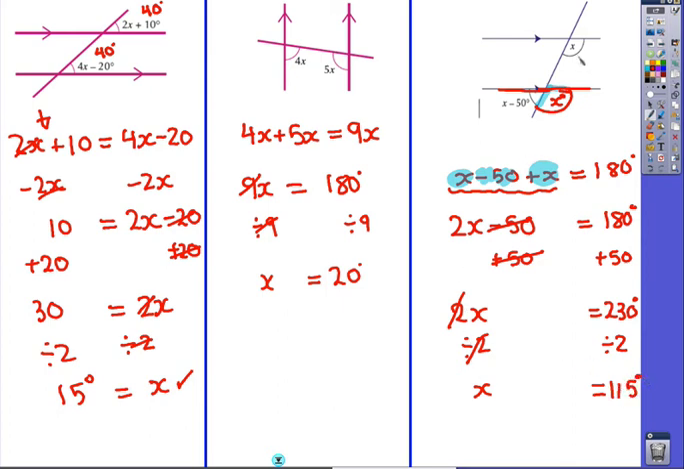We can substitute it into there to see if it's right. We know that's going to be corresponding. So 115 degrees there. And 115 take away 50 is going to leave us with 65 degrees. Do these sum up to 180? Well, yes they do. 65 plus 115 is equal to 180 degrees, which is angles on a straight line.